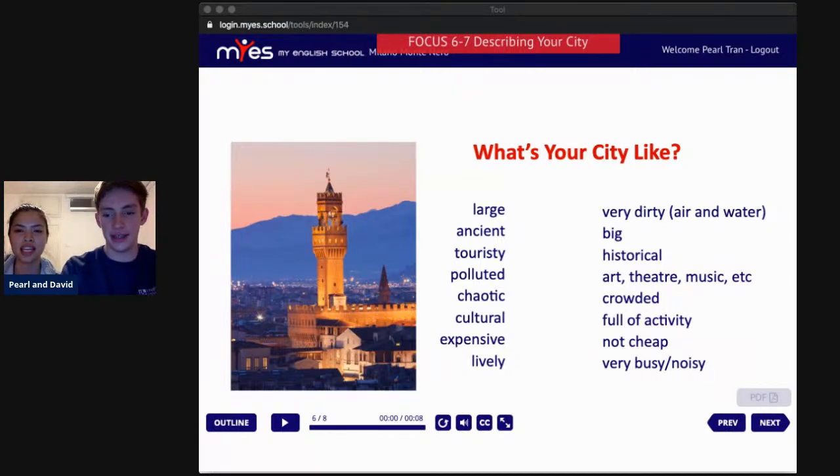Good. Sonia says Milan is polluted, historical, chaotic, interesting, and yes, very touristy. Alessandra says Milano is polluted, expensive, big, crowded. Yep, good.